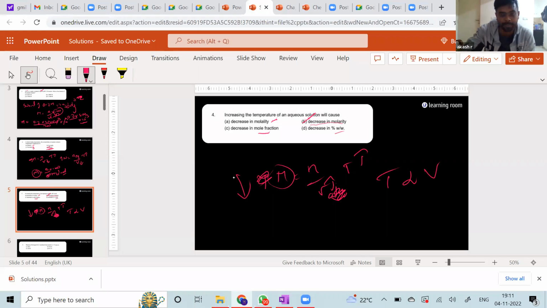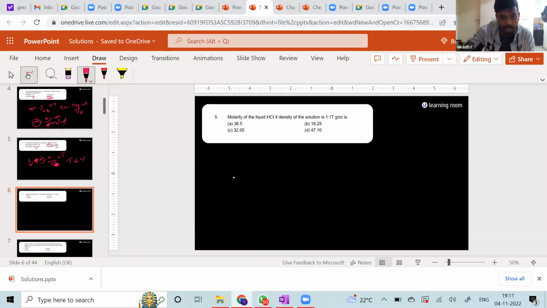Next. Molarity of liquid HCl if its density is equal to 1.17 gram per cc. What is cc? Cc is centimeter cube. So 1 centimeter cube is how many ml? 1 ml. This you have to remember: when I give 1 gram per cc, I'm talking about 1 gram per ml.